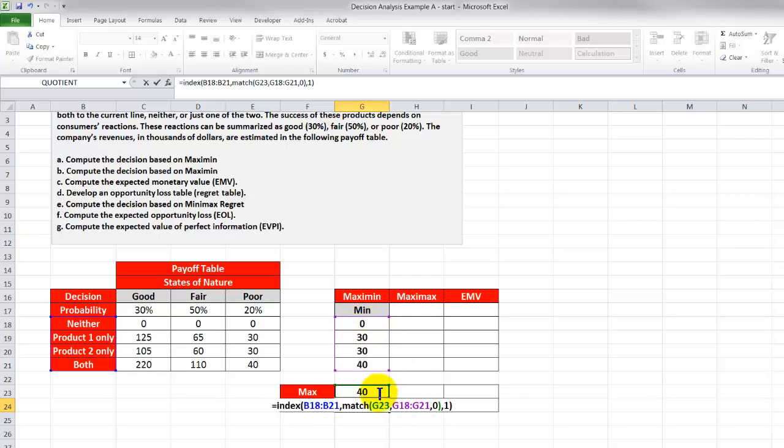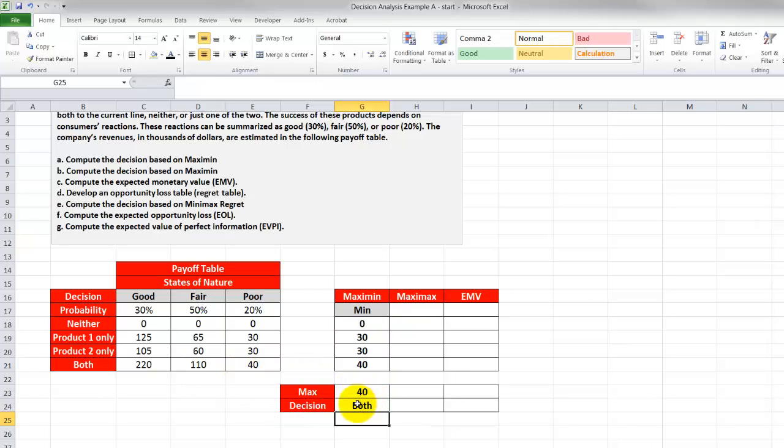Now my intent is to fill this to the right, so I'm going to go ahead and lock the columns of this range so it doesn't move across. The other ones are okay, they can all move across. So what this is essentially telling us is that we have both. That is our decision. Our decision is to launch both into the product line. Okay, how about the next one?